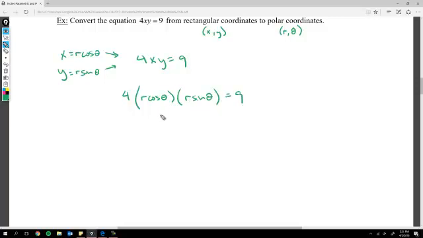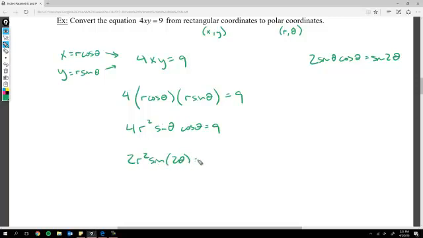And we can simplify this a little bit. So I have r squared, I have sine times cosine. And you could simplify this even more. I'm not expecting you to remember this, but we do have a double angle identity that we could use here. So we could reduce this even further. But again, I'm not expecting you to get to this step. So if you get to this step, I'm happy.